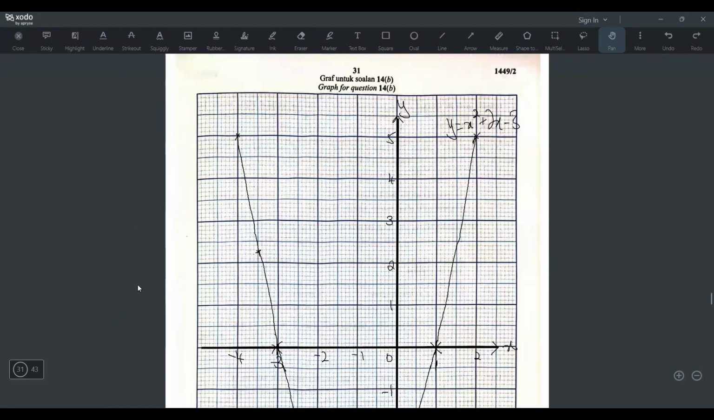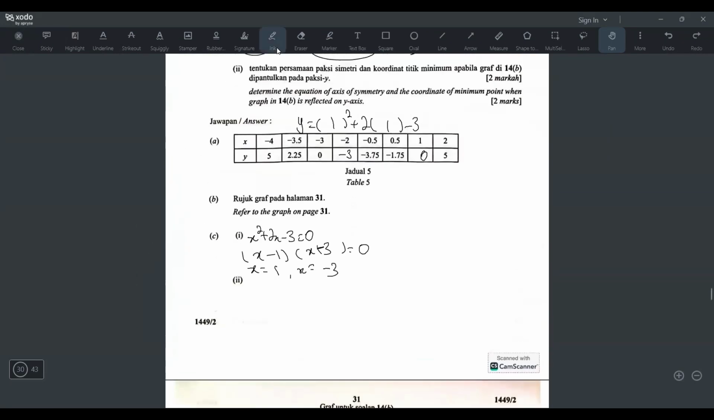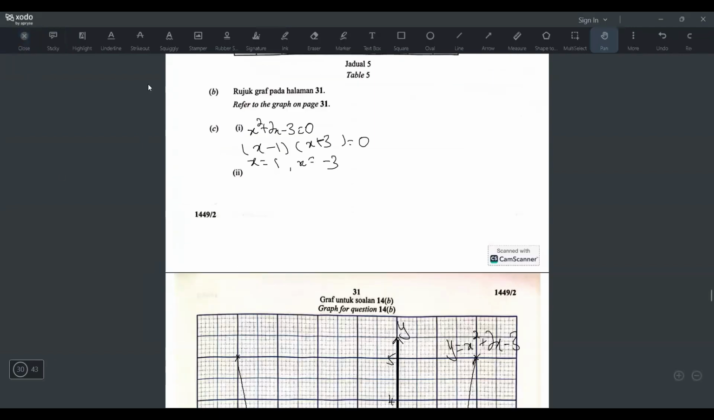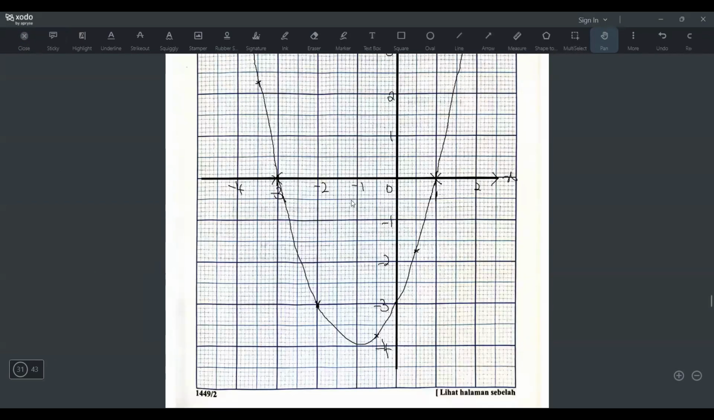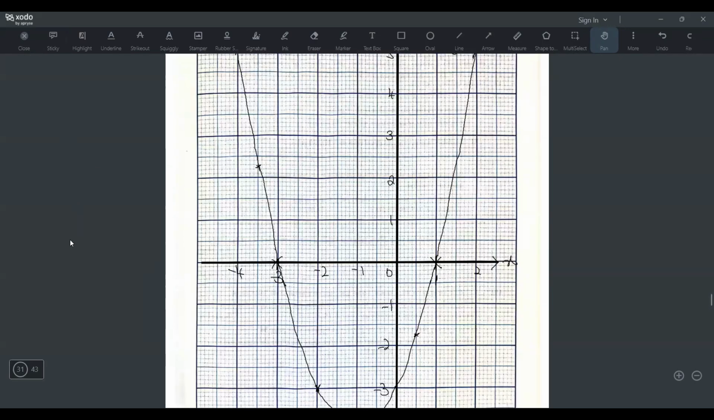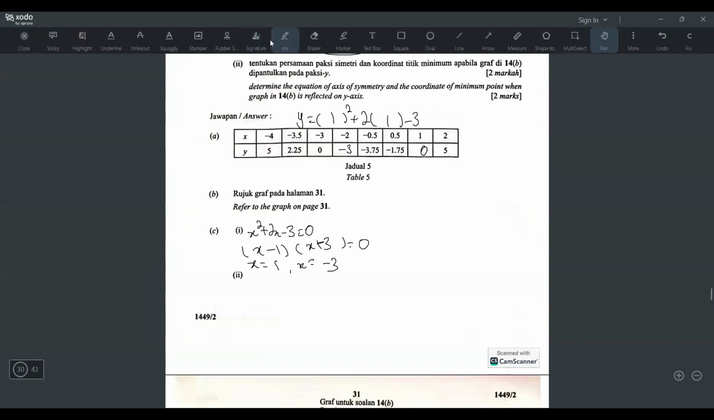For the original graph, how to find the axis of symmetry, right? Of course, you can look from the graph, but if you look from the graph, it won't be very accurate. So you can use this method to find the axis of symmetry. You can use this formula: x equals negative b over 2a. Actually there are two methods to find the axis of symmetry. In mathematics you learn two methods.